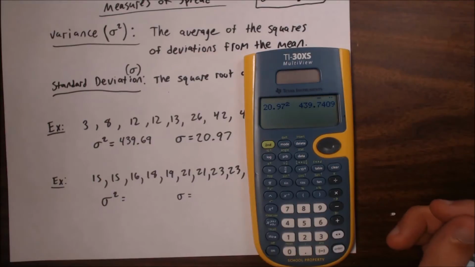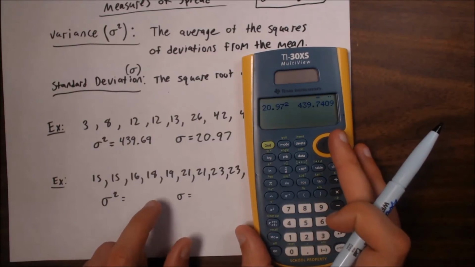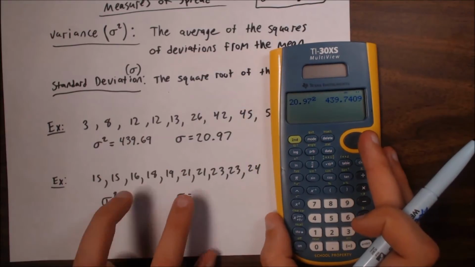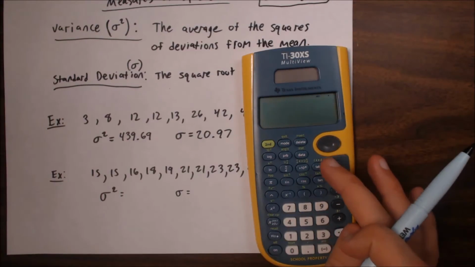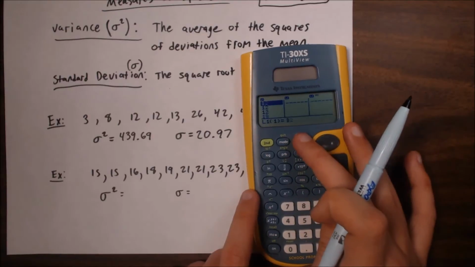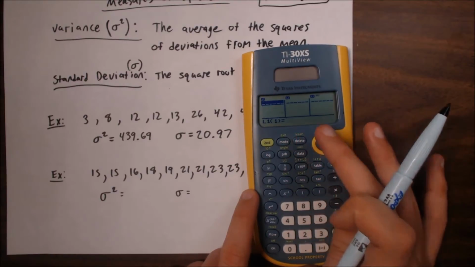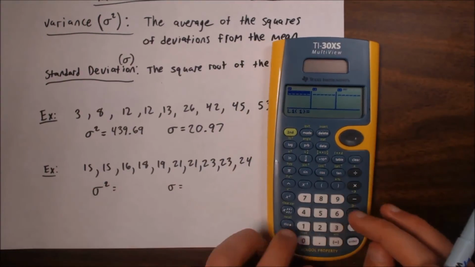That's the variance. Okay, so I want to look at this other data set, and then we're going to compare the variance and standard deviation and talk about what it means. Okay, so I'm going to go back into my data. I'm just going to delete them. It's just 10 numbers. Just press delete. Okay, I'm going to type these in.